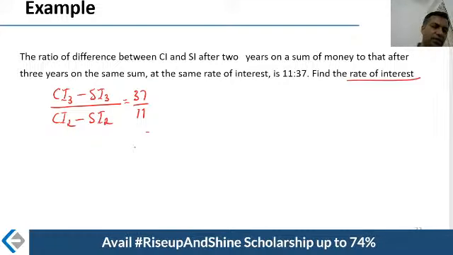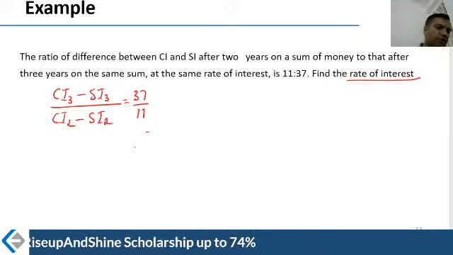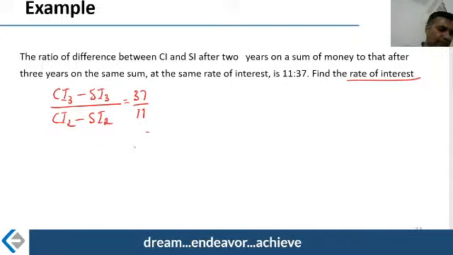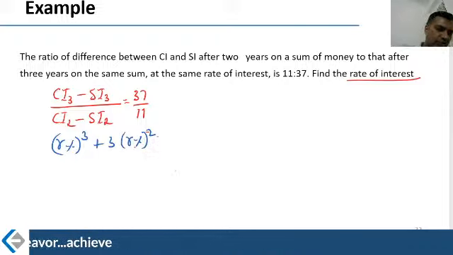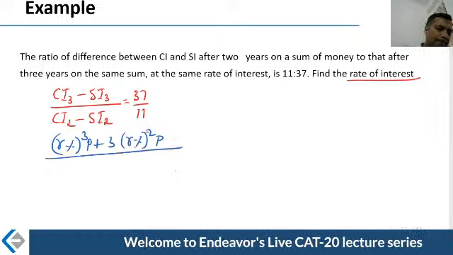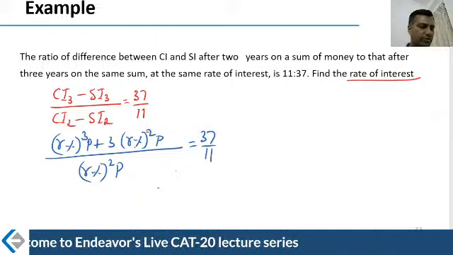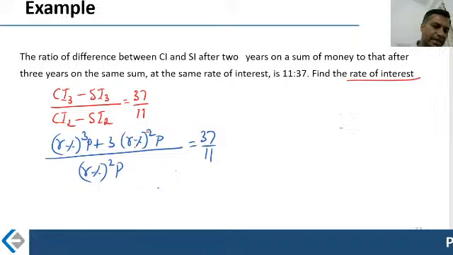What is compound interest for 3 years minus simple interest for 3 years? This is what you write, isn't it? The numerator part you write as (R%)^3 plus 3 times (R%)^2 times P. P is already there. Compound interest minus simple interest for 2 years is nothing but (R%)^2 times P, which is equal to 37 by 11. Just (R%)^2 times P, please cancel it.